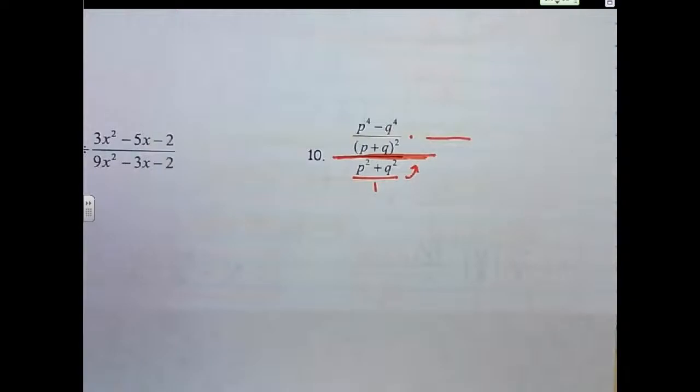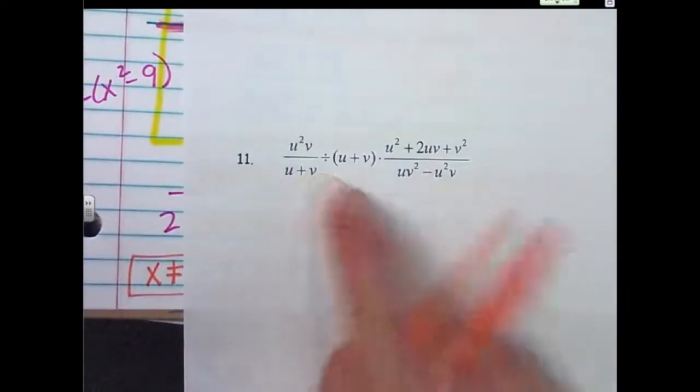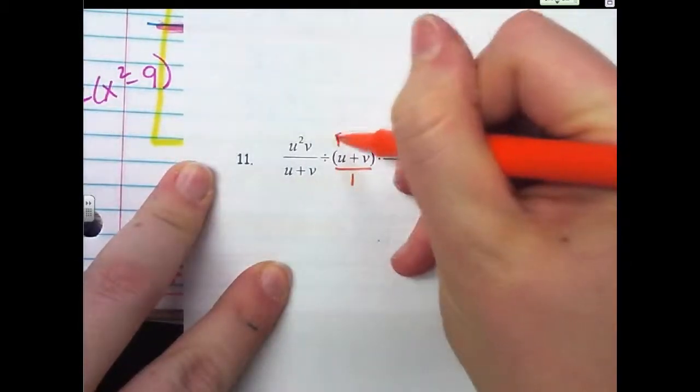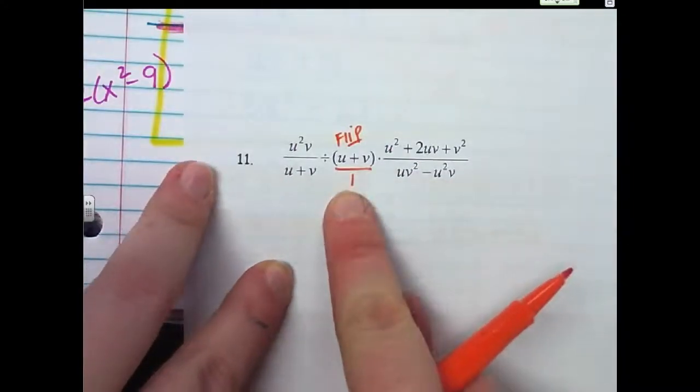Okay, so let's talk about 11. Number 11, you have one division sign. So this right here is over 1. This is the only one that you flip. You don't flip this one, you only flip the middle. Factor everything out, and then things will cancel.